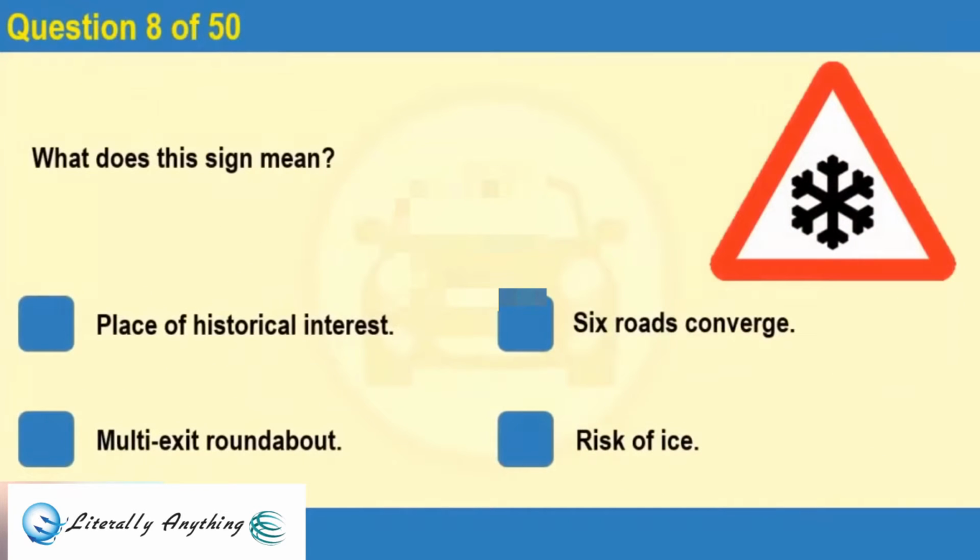What does this sign mean? 1. Place of historical interest. 2. 6 roads converge. 3. Multi-exit roundabout. 4. Risk of ice.